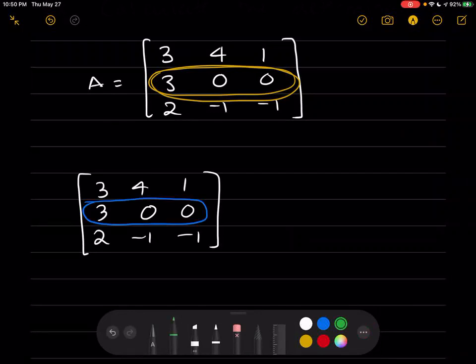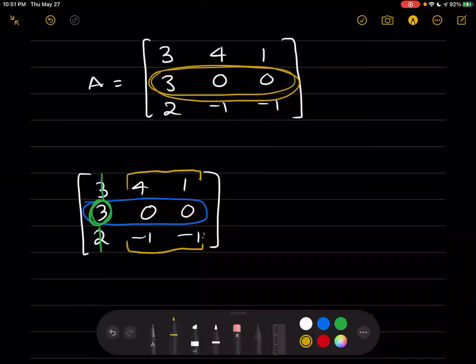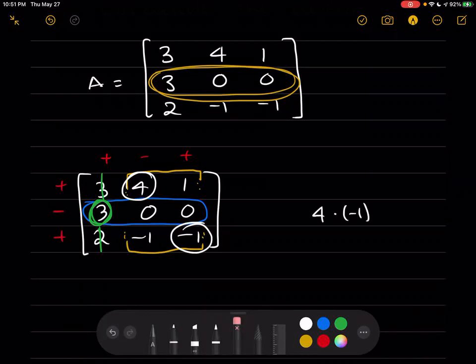And then we go ahead and start off by eliminating the first column. So we're going to focus on this 3 and we're going to cancel out the rest of it. And we're going to look at the determinant of what's left in the yellow box, not including the thing we're focused on, not including the thing circled in blue. Then don't forget our pluses and minuses. Okay, so the determinant of the yellow thing is going to be 4 times negative 1, minus 1 times negative 1.